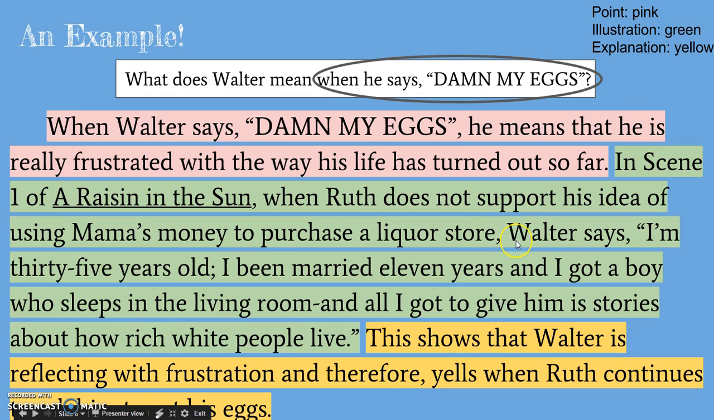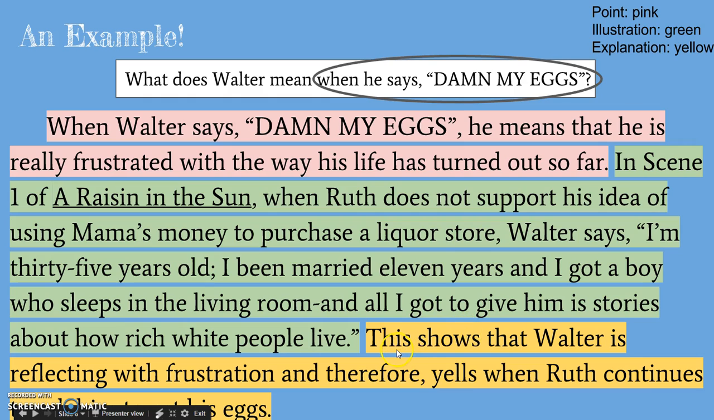Now I need to know who said it. In this case, it's Walter. So I say, Walter says, and then I pull my quote. "I'm 35 years old. I've been married 11 years, and I got a boy who sleeps in the living room, and all I got to give him is stories about how rich white people live."